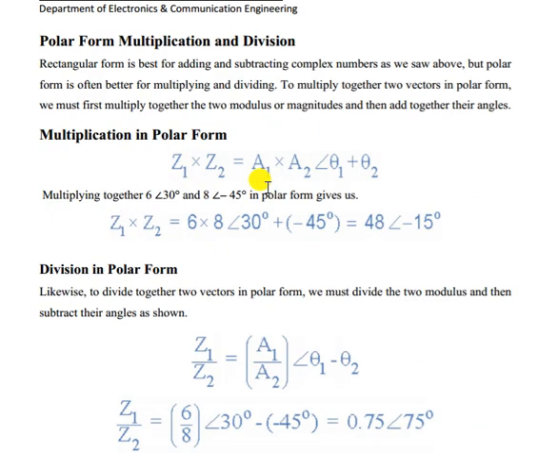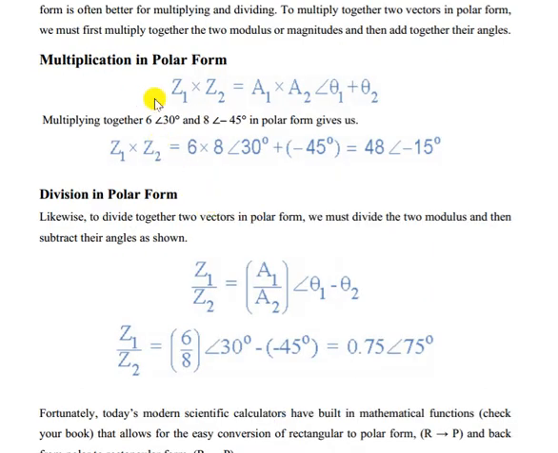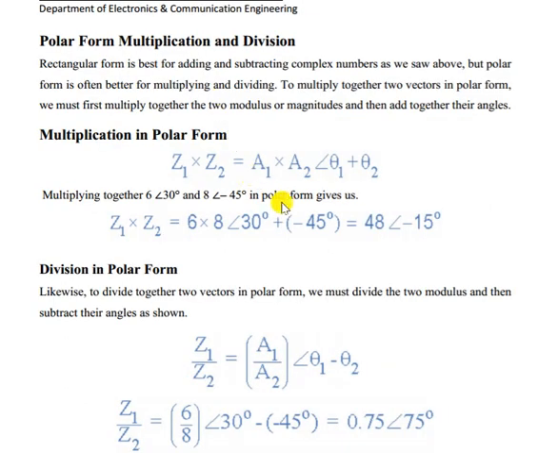In polar form, we can multiply and divide very easily. If we multiply z1 into z2, which has A1 angle theta 1 and A2 angle theta 2, then we have to just multiply the magnitude terms, and for the angle we have to add. Say 6 at angle 30, 8 at angle minus 45 degrees. If we multiply, then 8 and 6 we multiply to get 48, and for the angle we add 30 degrees plus minus 45 degrees. So we get this.